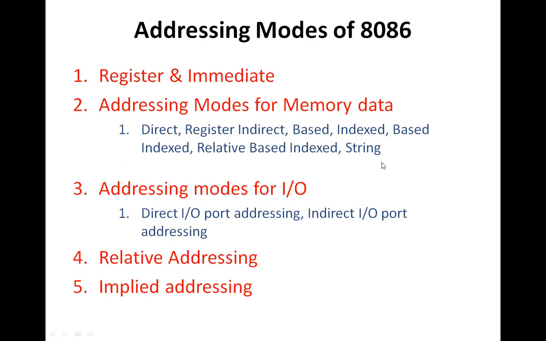Now we come to the actual addressing modes of 8086. We have seen them already, and now we can categorize them into 5 parts, and in totality it has 13 addressing modes. The first category is register addressing mode and immediate. Then we have addressing modes for the memory data. Then we have addressing modes for input output. Then we have relative addressing. Then we have implied addressing. One by one, we will be discussing the addressing modes.